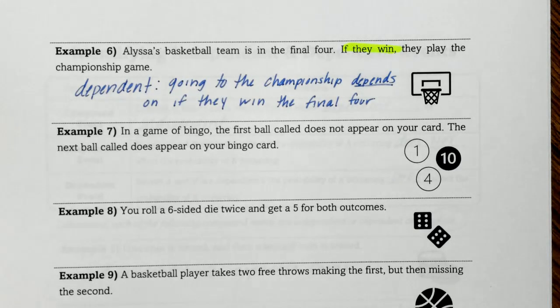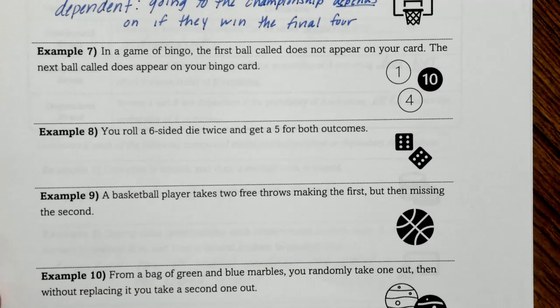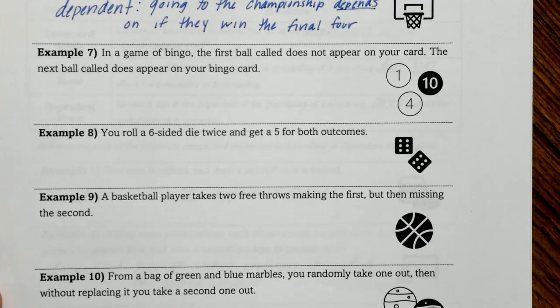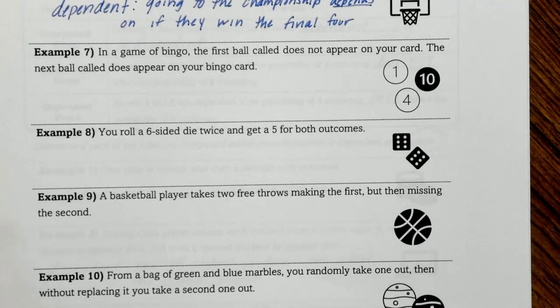Right? So please pause it and write down your example, or your explanation, so that you have that in your notes. Number 7, in a bingo game, the first ball called does not appear on your card. The next ball called does appear on your bingo card. So think about bingo. Whenever you have one of these balls come out, you draw it out, you call out the name or the number, whatever it is, you don't put it back.